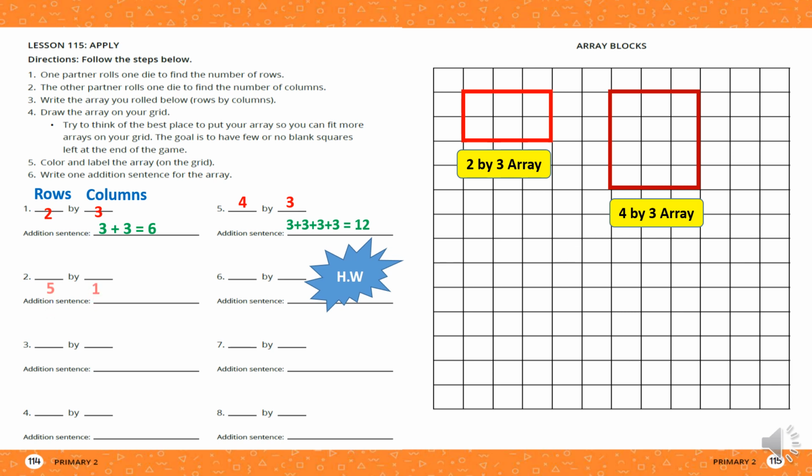The next one, 5 by 1 array. 5 by 1, it means I have array with 5 rows and 1 column. Like this one. 1, 2, 3, 4, 5. So it has 5 rows and only 1 column. The repeated addition sentence is so simple. Each row has only 1 square. So we will write 1 plus 1 plus 1 plus 1 plus 1. 5 ones. Okay? Equals 5.